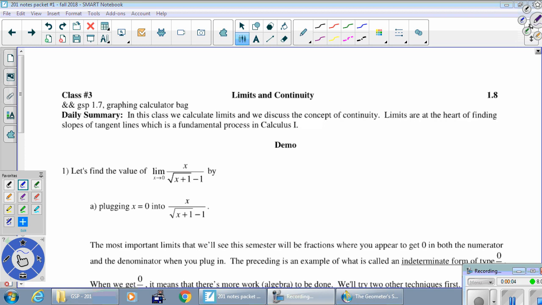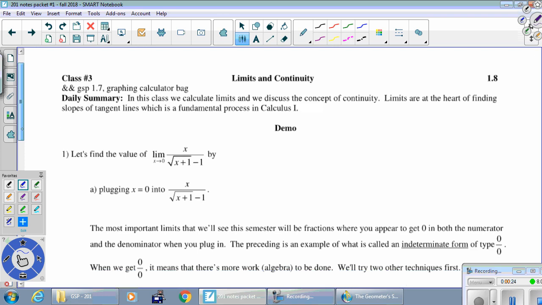Lesson 3 demo. In this class, we calculate limits and we discuss the concept of continuity. Limits are at the heart of finding slopes of tangent lines, which is a fundamental process in Calculus 1. Let's find the value of the limit as x approaches 0 of x over the square root of x plus 1, all minus 1. And we're going to do this in 4 different ways.